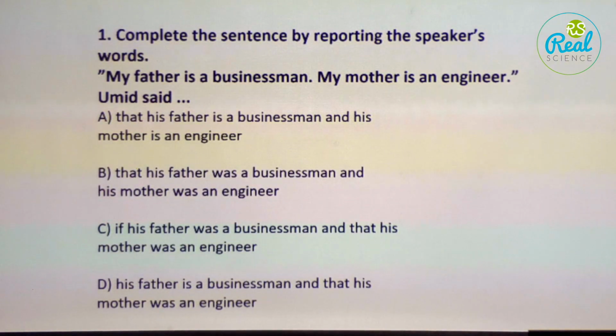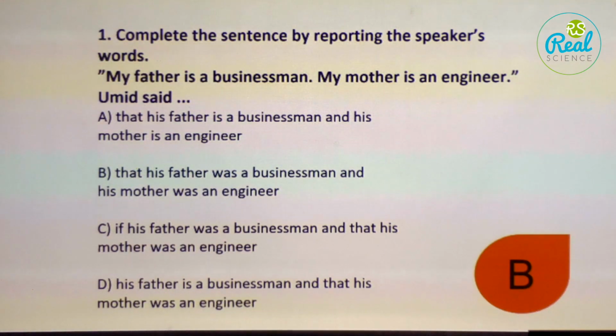First one, complete the sentence by reporting the speaker's words. My father is a businessman. My mother is an engineer. Umid said... B. Yes, B. Is it visible for you from here? Or do you want me to share it? No, it's visible. Okay, so your final answer is what? B. Okay, well done. Yes, it is B.